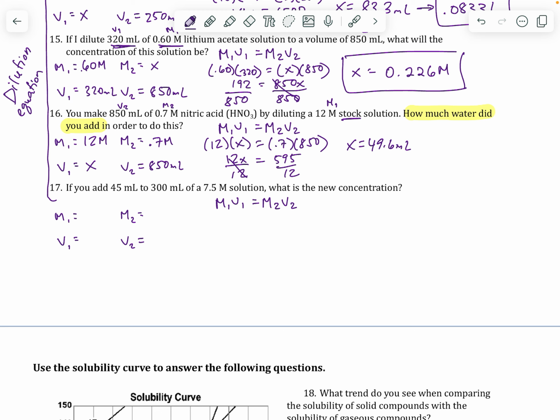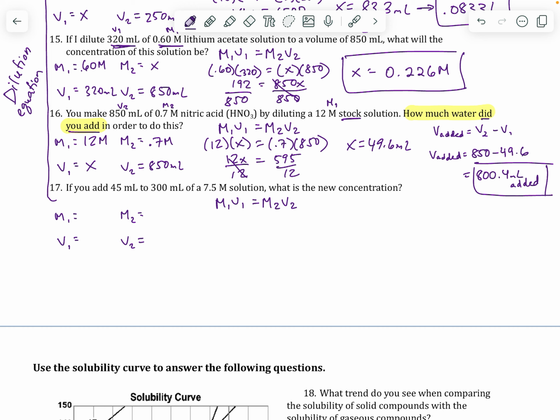Now, that is V1, right? That's how much I'm starting with, but my question asks, how much water did you add? And so all we have to do is figure out, volume added is equal to whatever volume you end with minus whatever you started with. And so volume added is going to be 850 minus 49.6. That's going to give us a volume of 800.4 milliliters, and you can write added. All right, so just paying attention to exactly what you're looking for there.